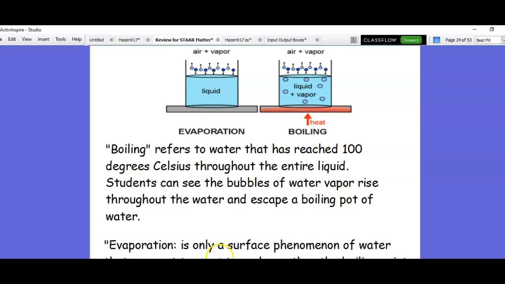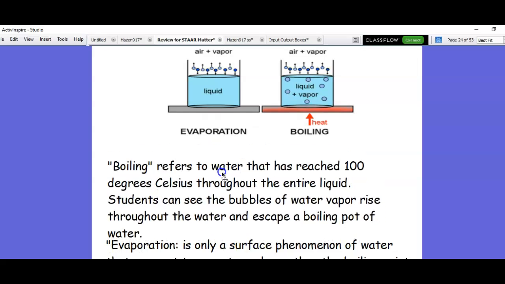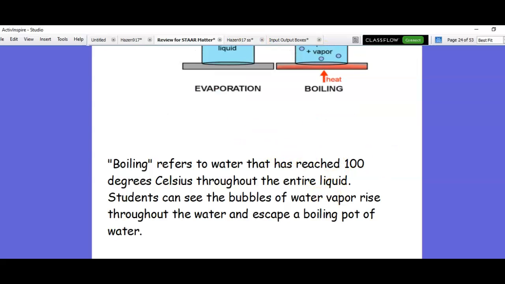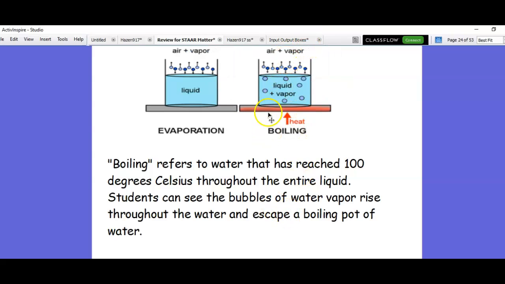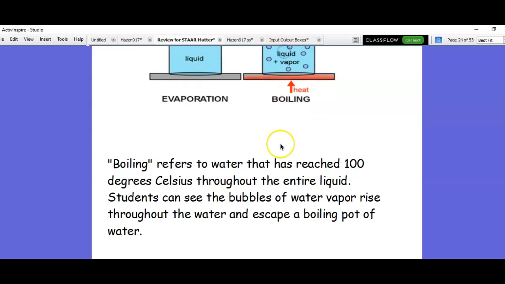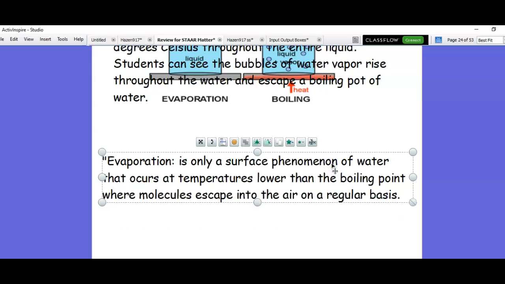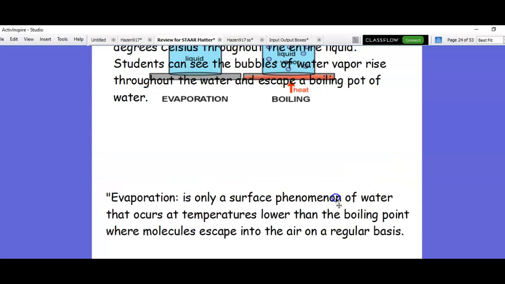This is really important, that boiling refers to water that has reached 100 degrees Celsius throughout the entire liquid. Students can see the bubbles of water vapor rising throughout the water and escaping the boiling pot. That's where the liquid vapors are going and moving past. Evaporation, on the other hand, is only a surface phenomenon that occurs at temperatures lower than the boiling point, where molecules escape into the air on a regular basis.